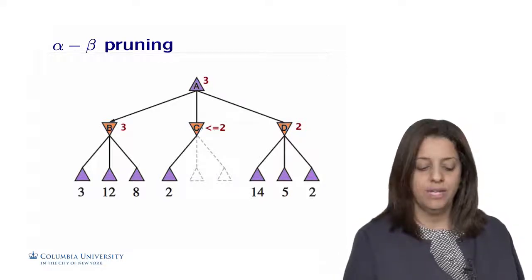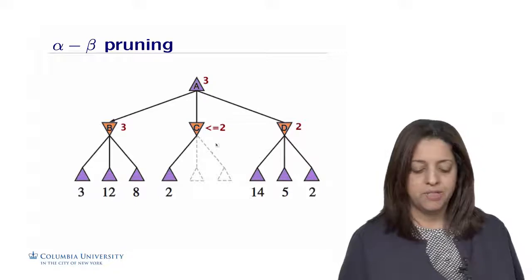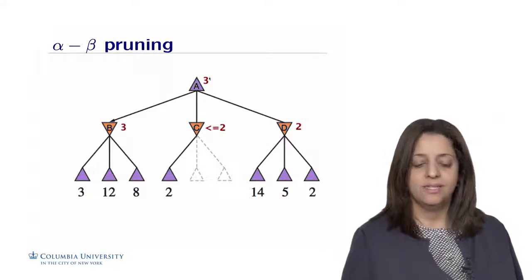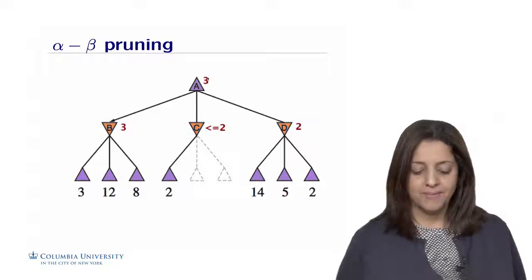This one is for sure 3. This one is less or equal than 2 because we didn't bother to explore this 2. We know that it is not going to help us in getting the maximum value for max. And this one is 2.